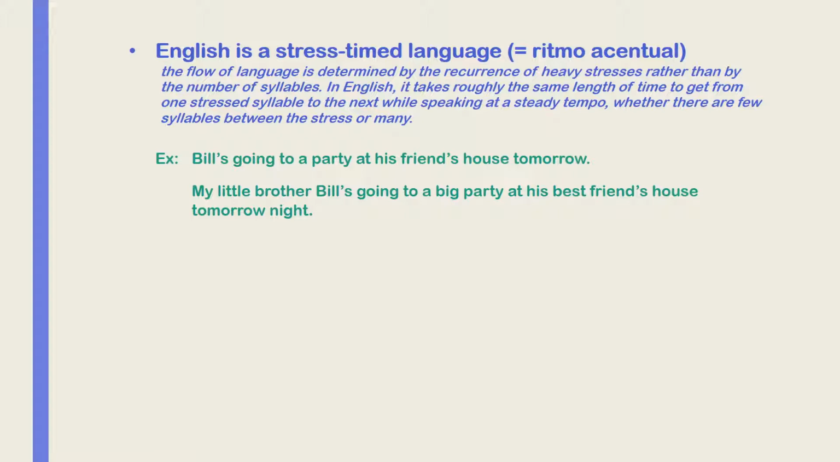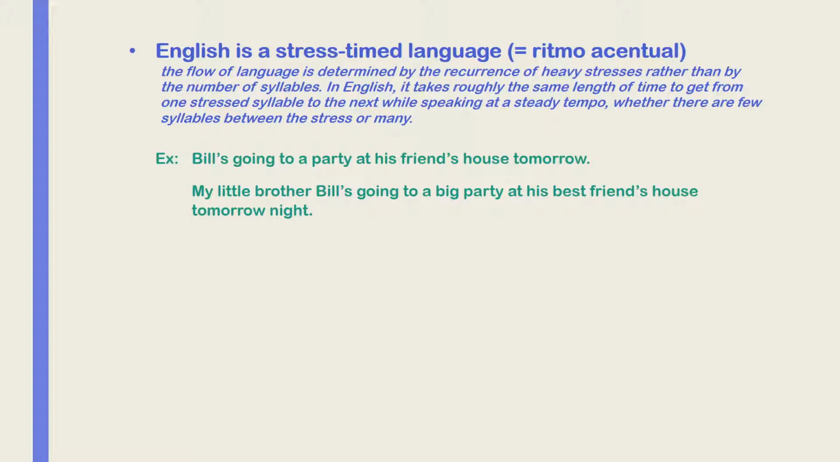English is called a stress-timed language, or that same term in Spanish, ritmo acentual. What does that mean? The flow of language in English is determined by the recurrence of heavy stresses rather than by the number of syllables, which is just what we said. In English, it takes roughly the same length of time to get from one stressed syllable to the next while speaking at a steady tempo, whether there are few syllables between the stress or many.